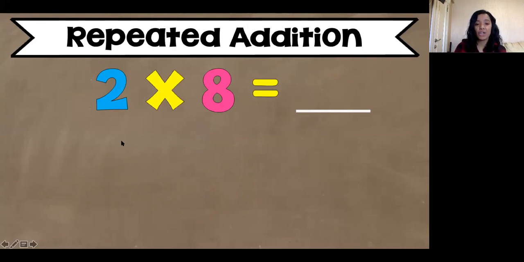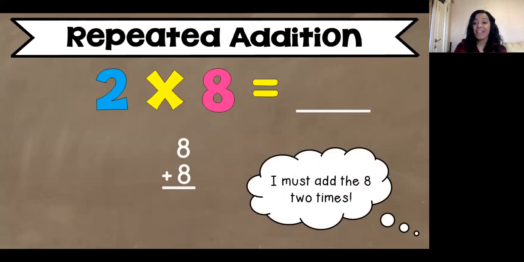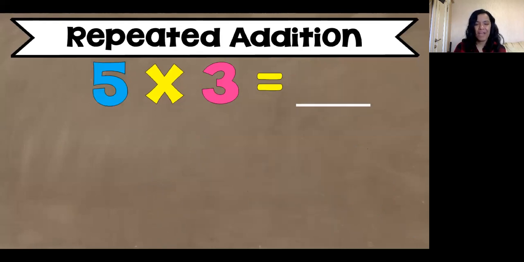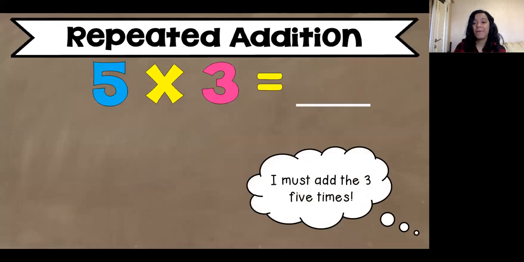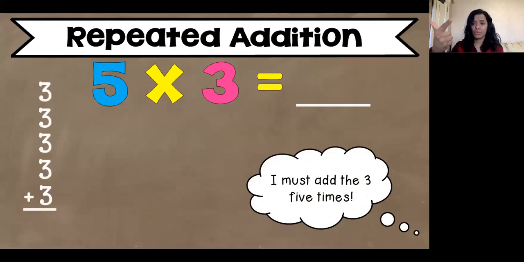Repeated addition here, okay? I must add the 8 2 times. So all I'm gonna do is 8 plus 8, 16. That one you should know, okay? 5 times 3. I must add the 3 5 times. So 3 plus 3 plus 3 plus 3 plus 3.